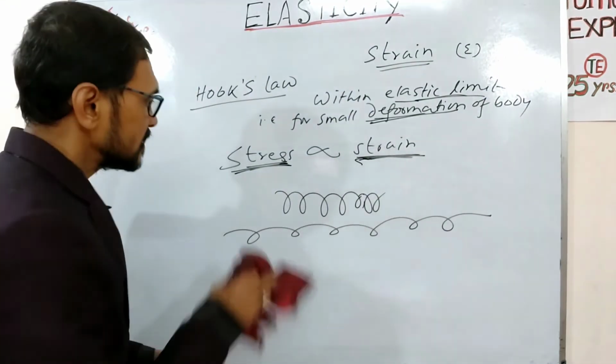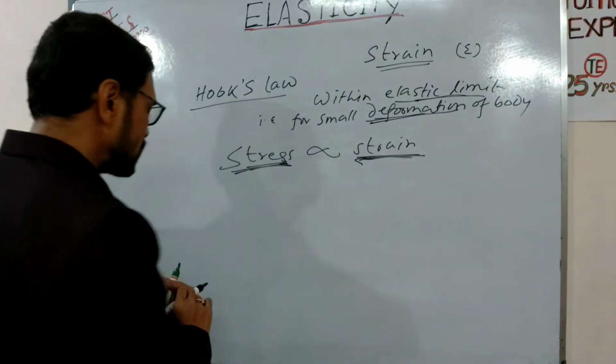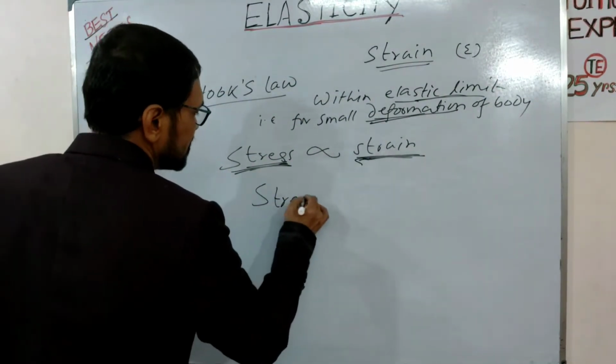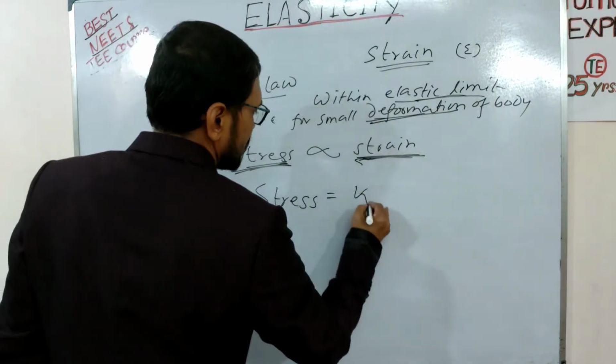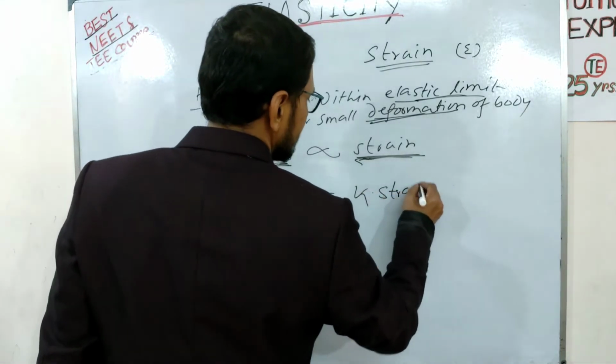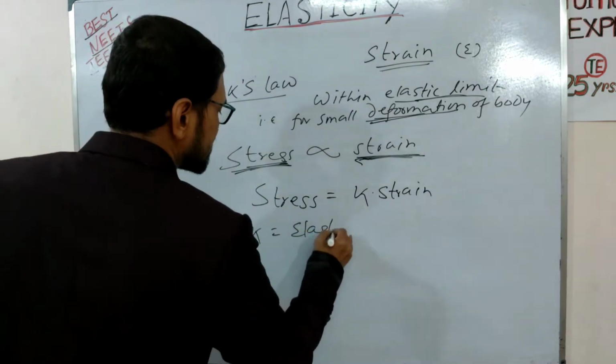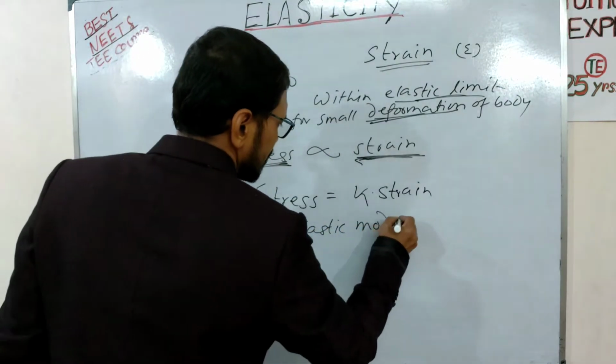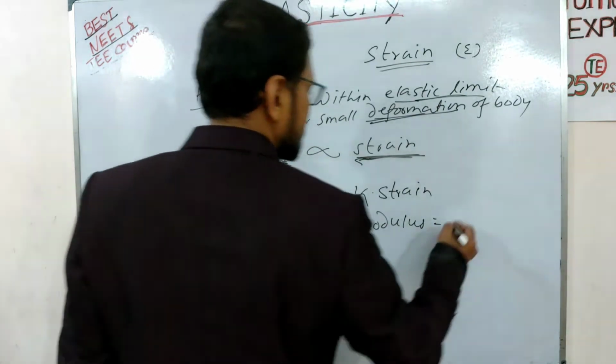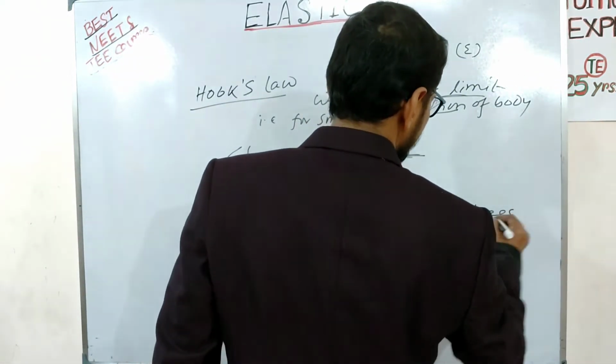Okay. Now, so stress equals one constant term times strain. Now K equals the elastic modulus, which is equal to stress by strain.